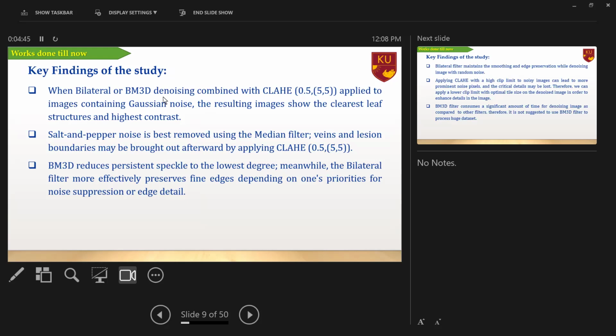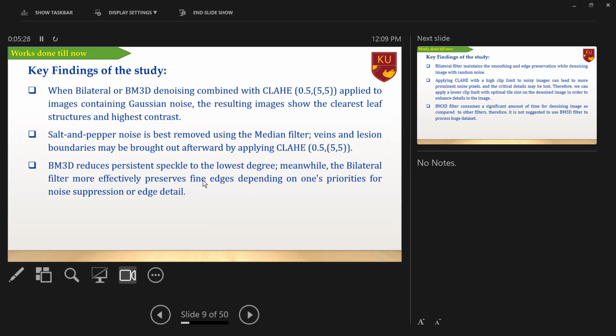When bilateral or BM3D denoising is combined with CLAHE with clip limit 0.5 and tile size 5 by 5 and applied to images containing Gaussian noise, the resulting images showed the clearest leaf structures and highest contrast. Salt-and-pepper noise is best removed using a median filter. Veins and lesion boundaries may be brought out afterward by applying CLAHE, again with 0.5 clip limit and 5 by 5 tile size. BM3D reduces persistent speckle to the lowest degree. Meanwhile, a bilateral filter more effectively preserves fine edges, depending on one's priority for noise suppression or edge detail.